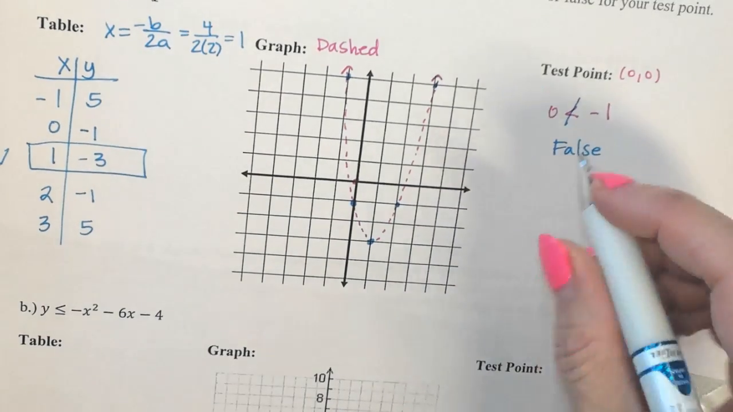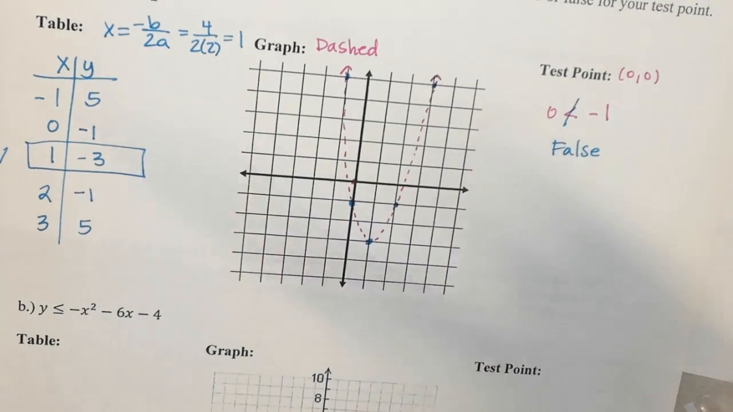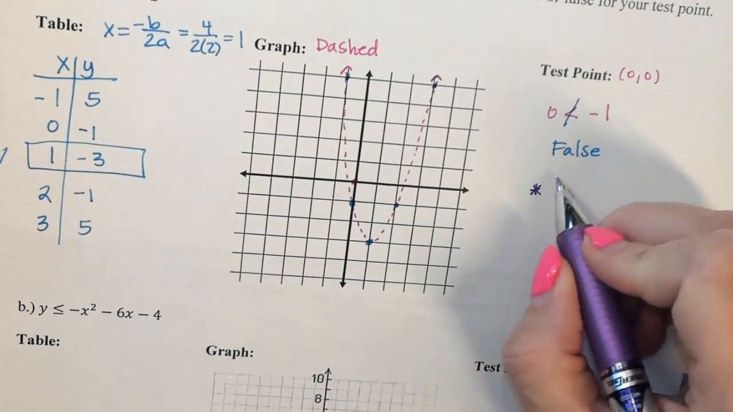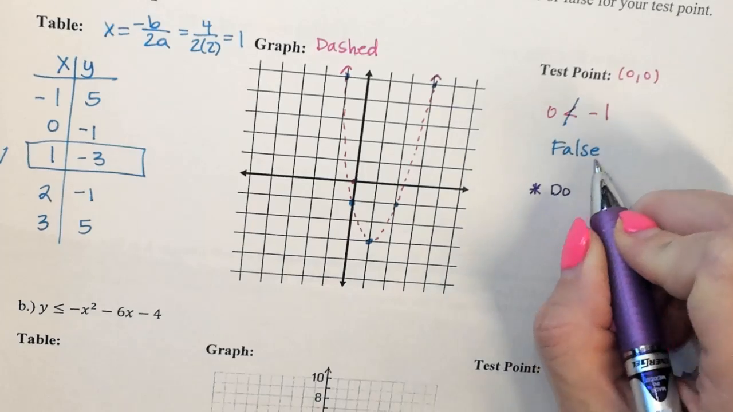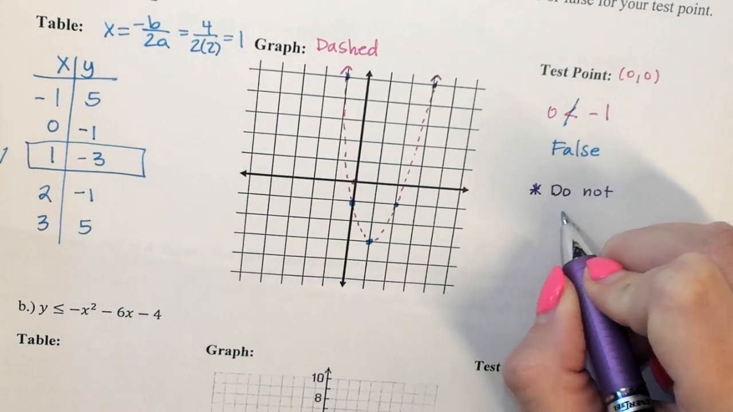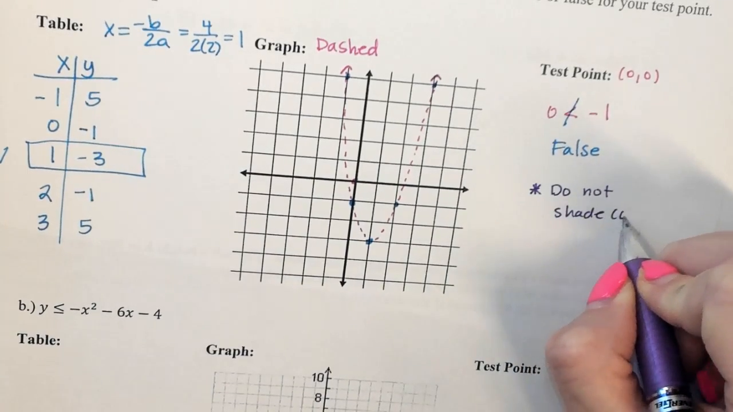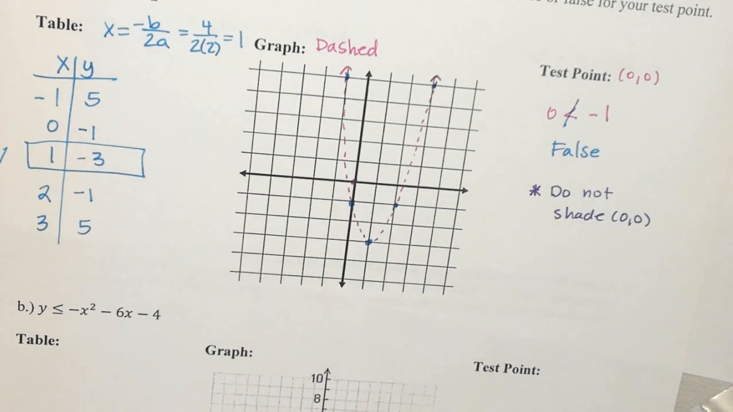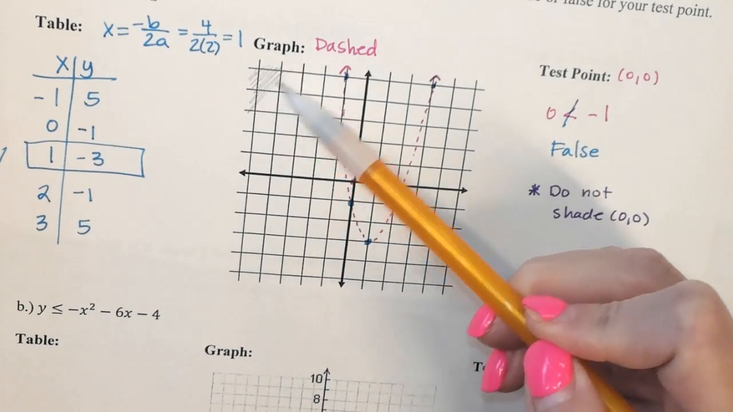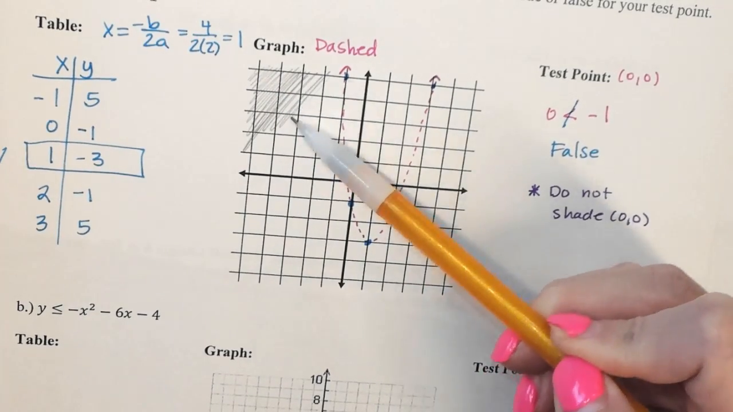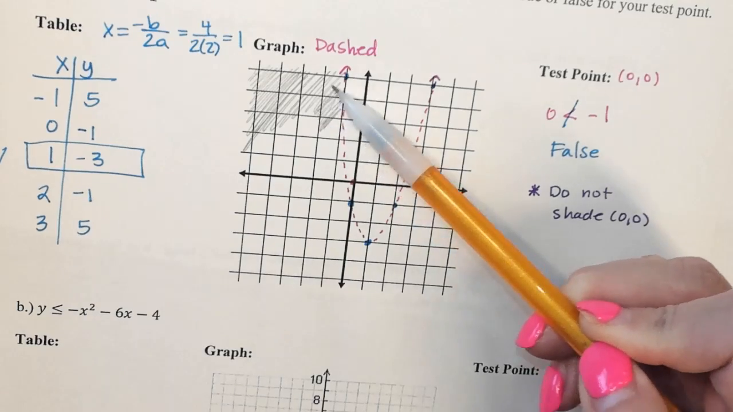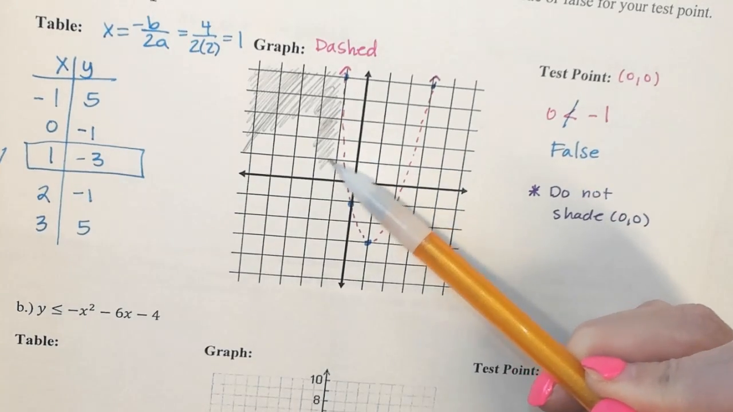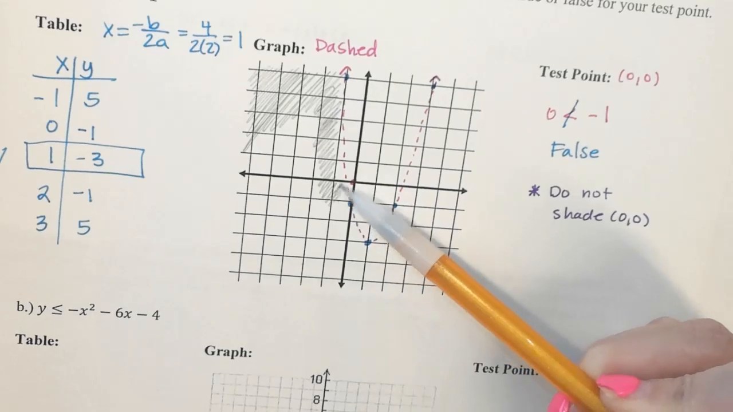Okay, you don't have to write this next part down. I'm writing it down so you understand this. If it is false, you're not going to shade the test point. So we're not going to shade 0, 0. For this case, 0, 0 is inside, so that means that we shade outside. But true or false does not necessarily mean inside or outside. It depends on where your parabola is located.